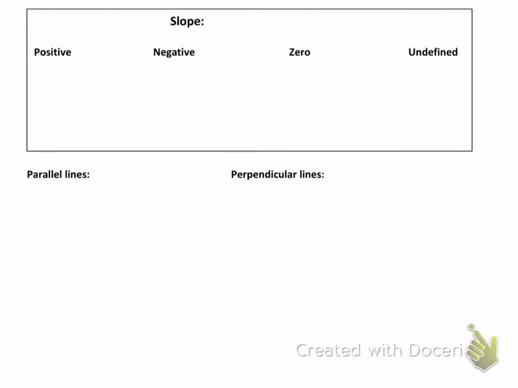Okay, so now we're going to review a little bit of slope. So some specifics with slope. If I have positive slope, the line looks like this. That means that I have the y values that increase as my x values increase, from left to right. And an example of this is if I had y equals 2x, my slope is 2 and it's positive.